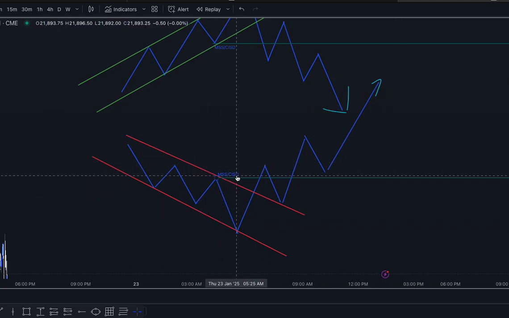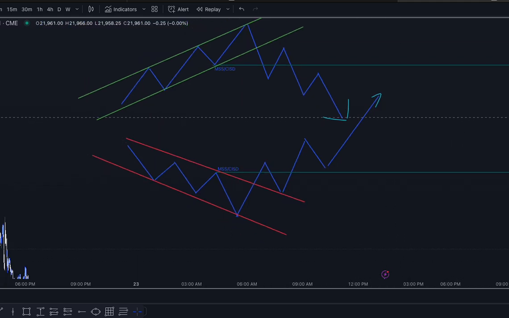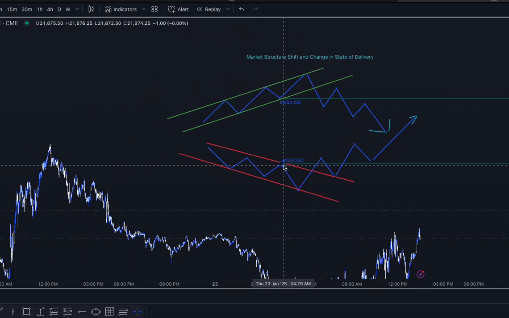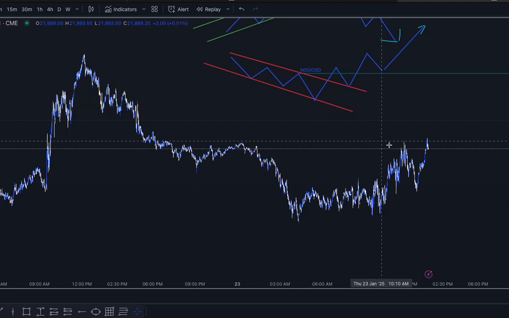Market structure shift is one confluence of the many that I'm going to be teaching to help you identify a trade and get your edge in the market. But let's go over some real examples here that we can do.